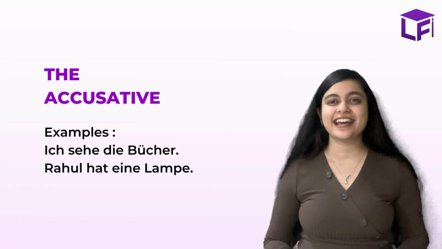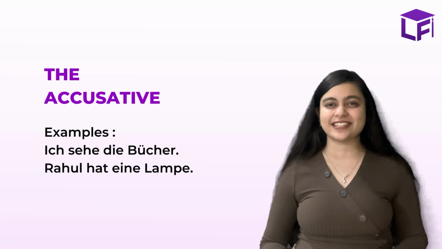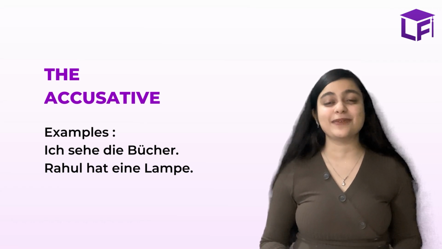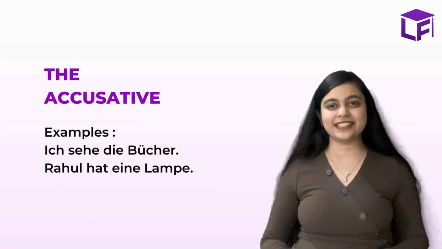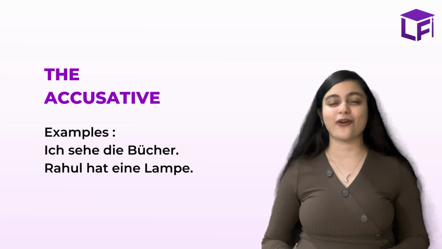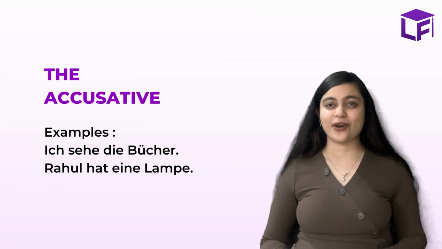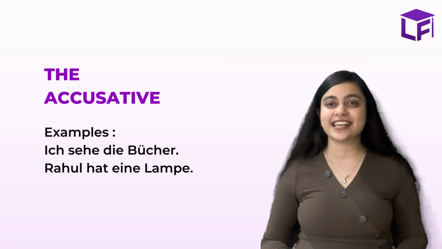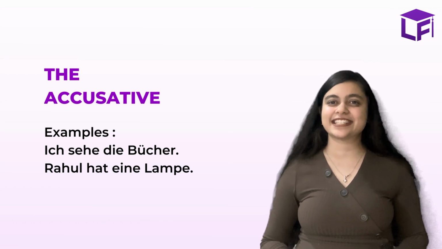With that said, I have here two examples for you so that you can understand this concept a bit better. So the first example I have for you is Ich sehe die Bücher, which means I see the books or I'm seeing the books. So, what do you have to do first? Look for the verb. What is the verb of the sentence? Sehe, which means to see.